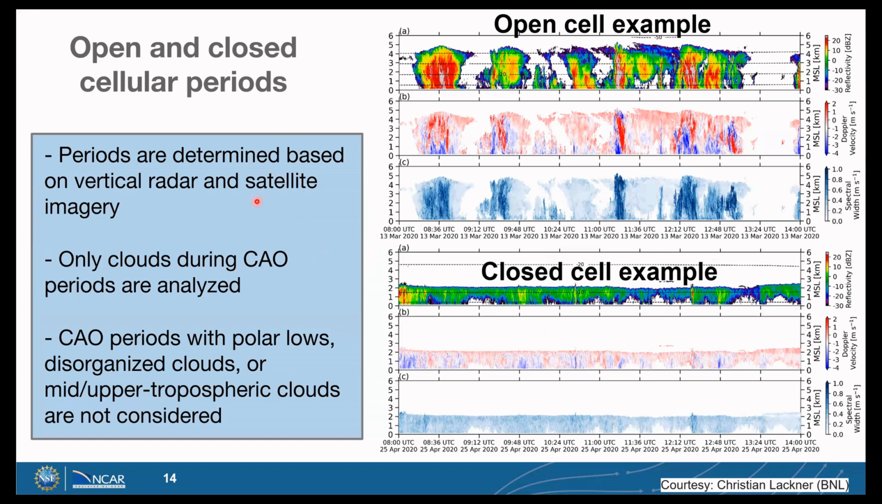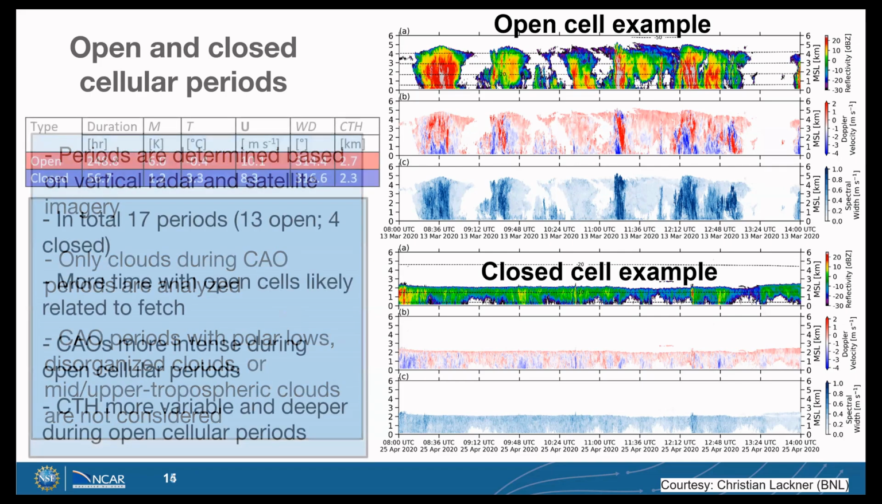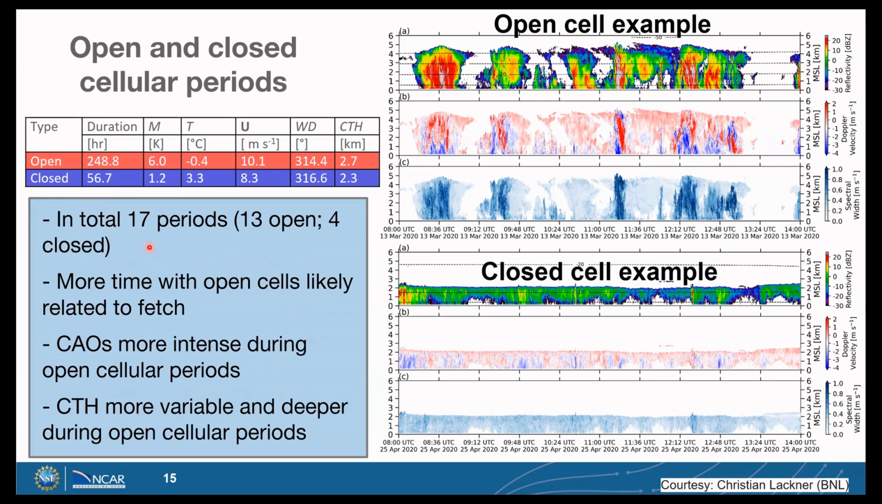So what we do is we look at the CASER, vertical radar, and satellite imagery to determine periods where we had cells. We only look at clouds during the CAO periods. And if we have polar lows or disorganized clouds or upper level clouds disrupting this, we don't consider them. So we're just looking at more pristine periods. What we come up with is a total of 17 periods. The data are skewed toward open cells, certainly more than closed cells, which makes sense, right? If the clouds are getting all the way down that far, that's a long fetch, and it's likely that they're going to be open cells.